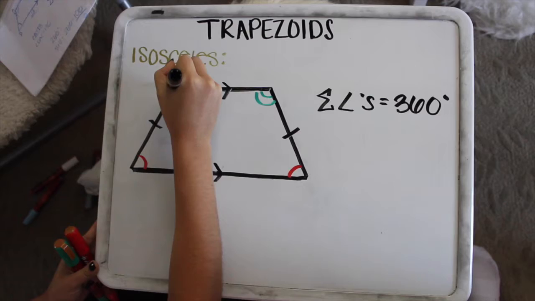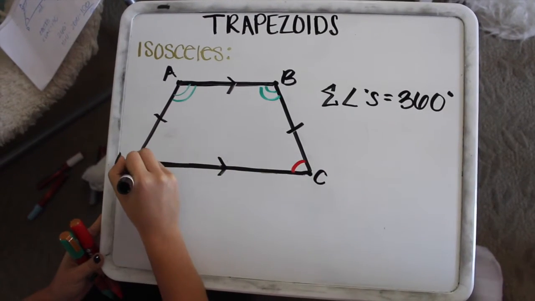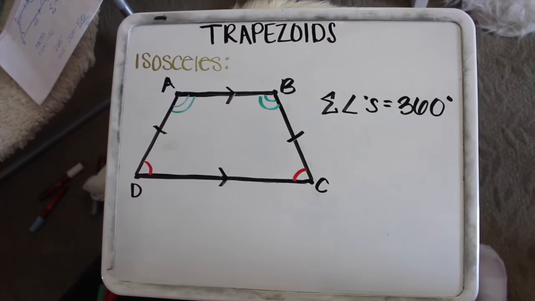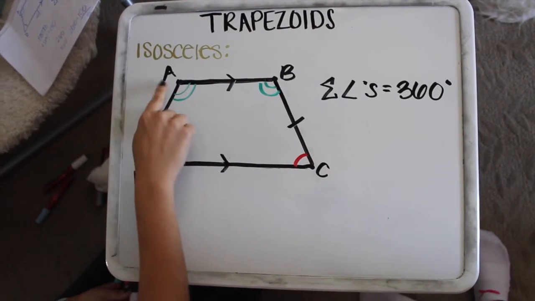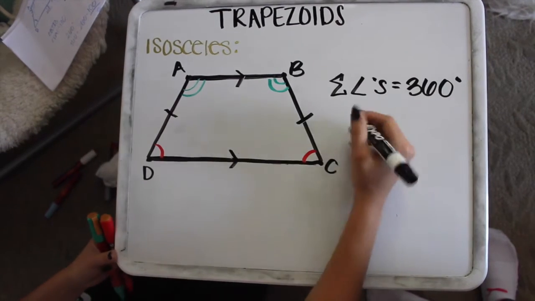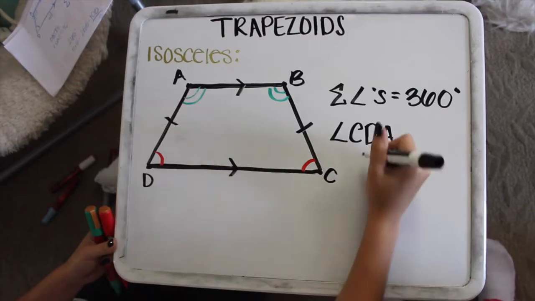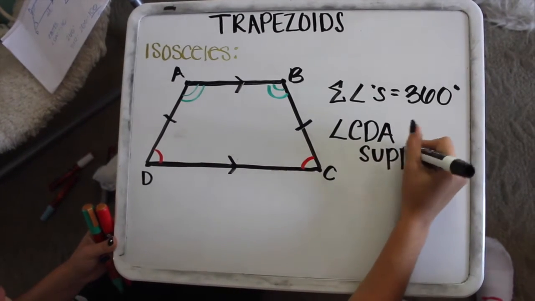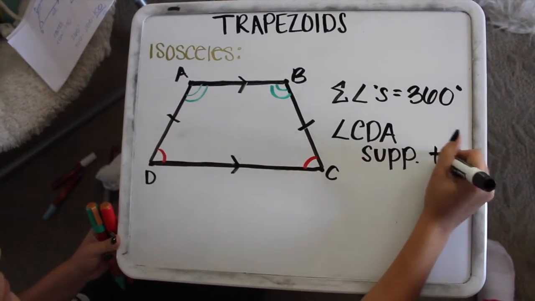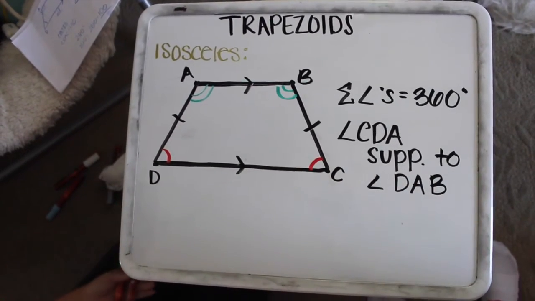If you label this trapezoid ABCD, you can show that the lower base angle is supplementary with an upper base angle, in this case DA. So, angle CDA is supplementary to angle DAB.